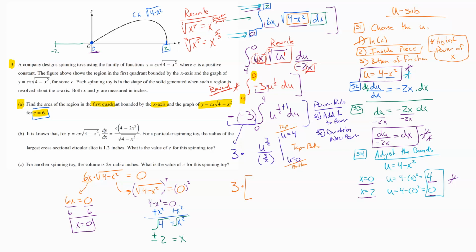So as for all these little details as you come through here, to make my life easier, I want to flip that back to look like it normally would. So that 3 over 2, I'm going to flip to be a 2/3. I'm going to plug in 4 for u, so I get 4 to the 3/2. Then I'm going to subtract the bottom plugged in. Again, I've got 2/3, and this time I've got 0 to the 3/2.